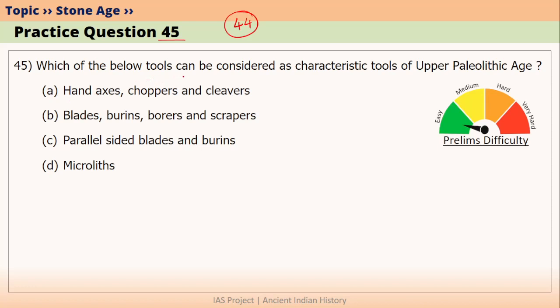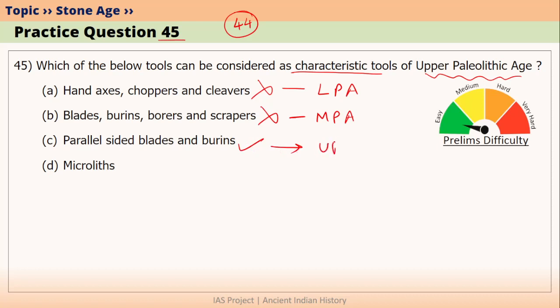Which of the below tools can be considered as characteristic tools of Upper Paleolithic age? The first option is hand axes, choppers and cleavers. This is false because these were the characteristic tools of Lower Paleolithic age. The next option is blades, burins, borers and scrapers. This is also false because these were the characteristic tools of Middle Paleolithic age. The next option is parallel sided blades and burins. This is correct because these were the characteristic tools of Upper Paleolithic age.